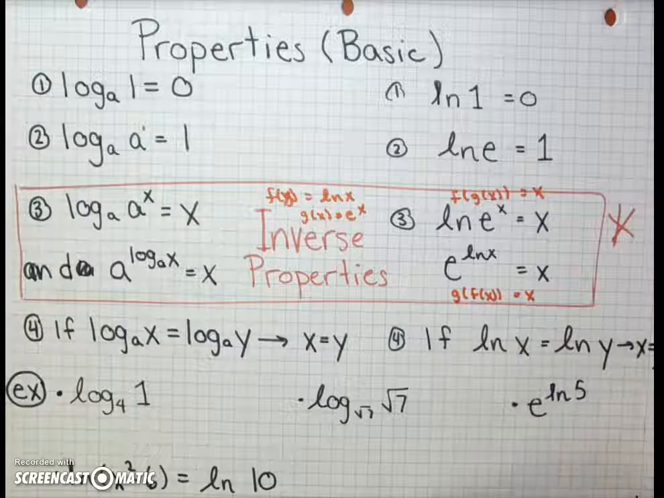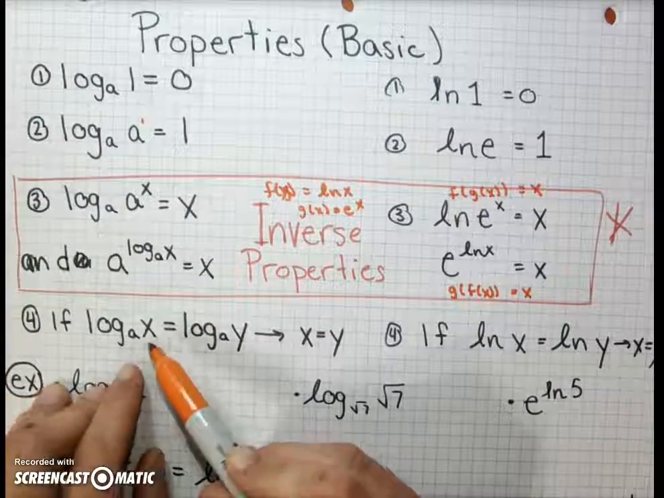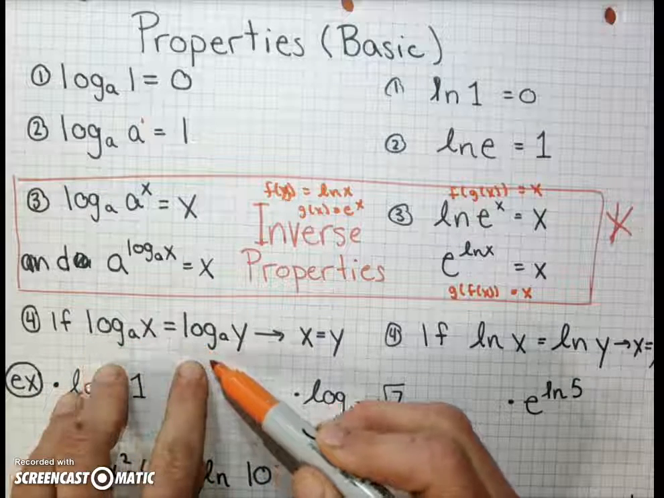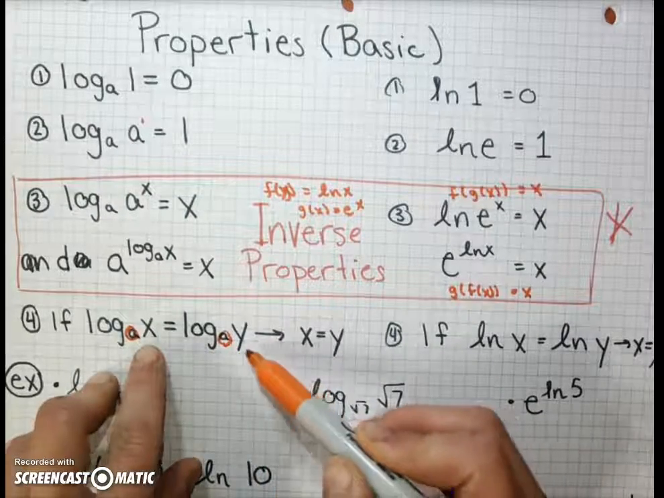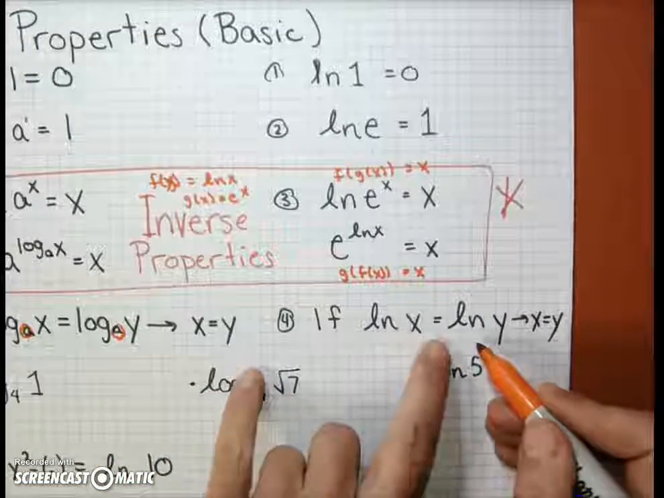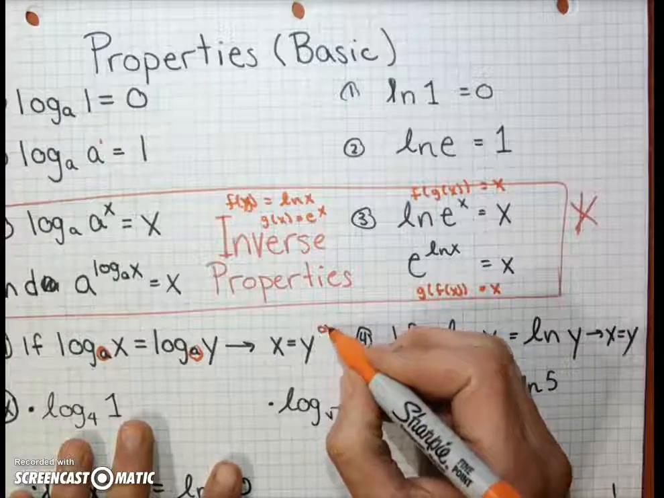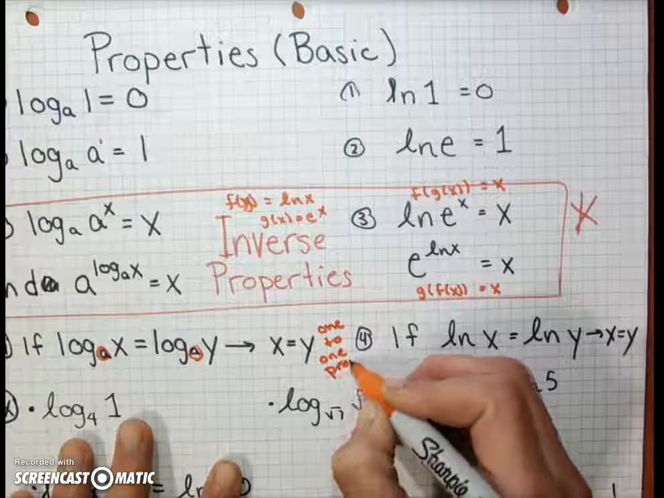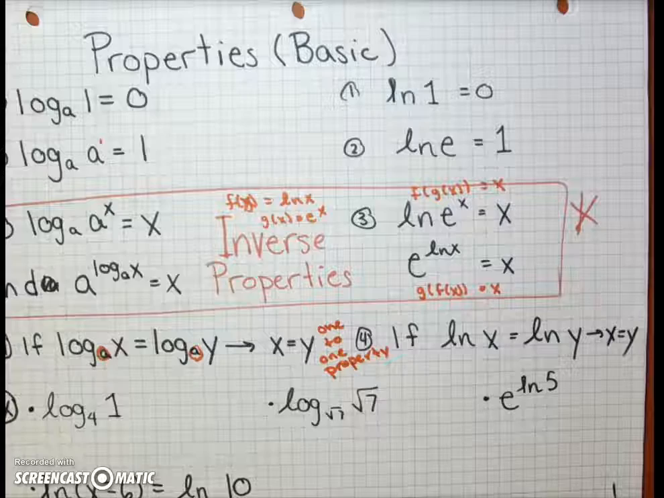So let's see some examples for how we might use these properties. Oh, and actually, sorry, there's just one more. If we take log base a of x, and that equals log base a of y, so we have the same base here and here, then x has to equal y. So if we have ln of x equals ln of y, then x equals y. These are called the one-to-one properties. So now let's see some examples for how we use these.